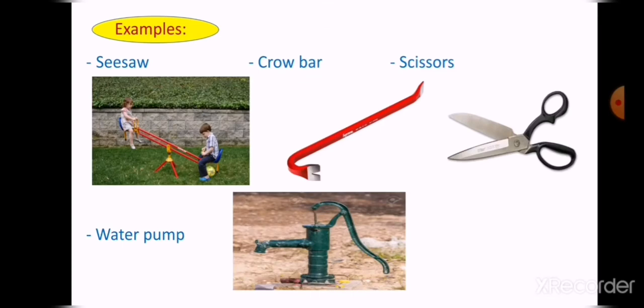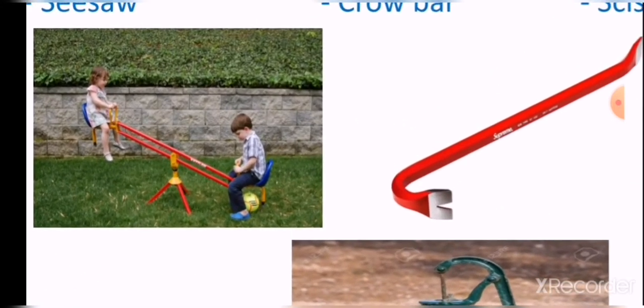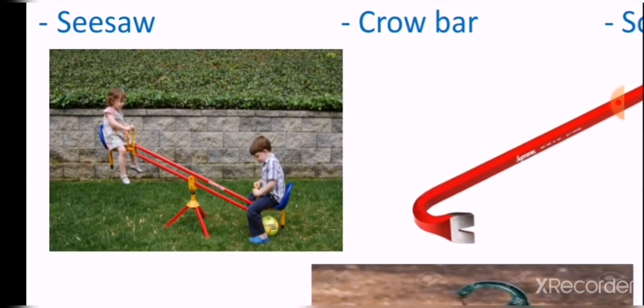We have some examples of first class levers. Number one, like the seesaw. This picture is called seesaw lever. Okay? Here, it's a rigid bar that rotates around a fixed point called fulcrum. The fulcrum is between the effort force and the resistance force. So this lever is a first class lever.